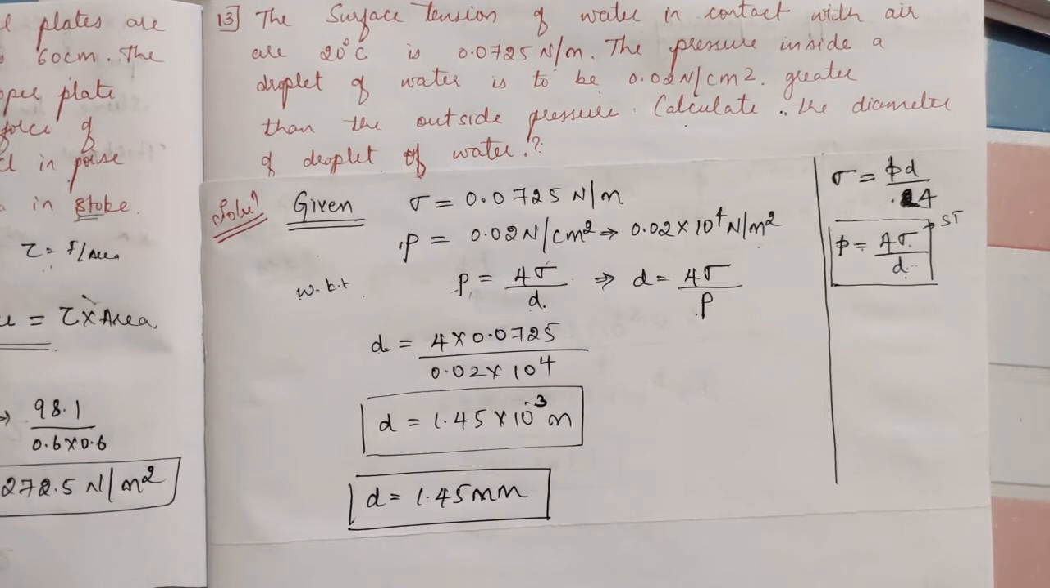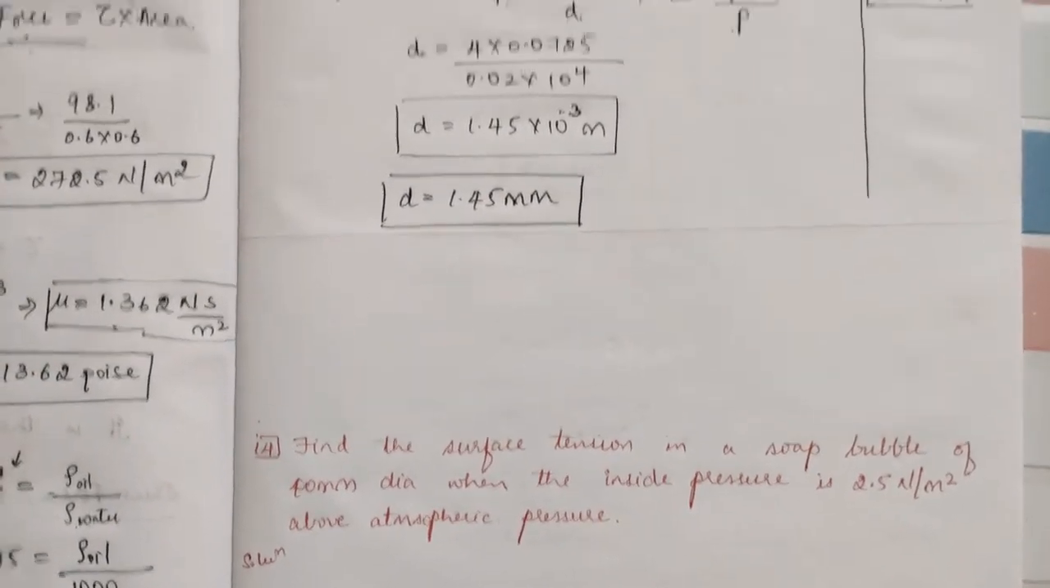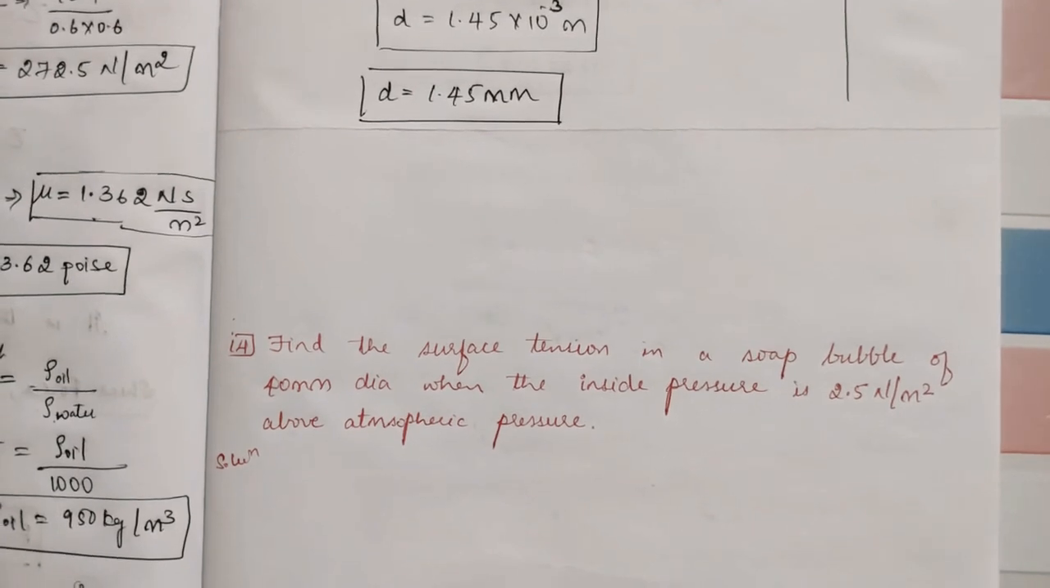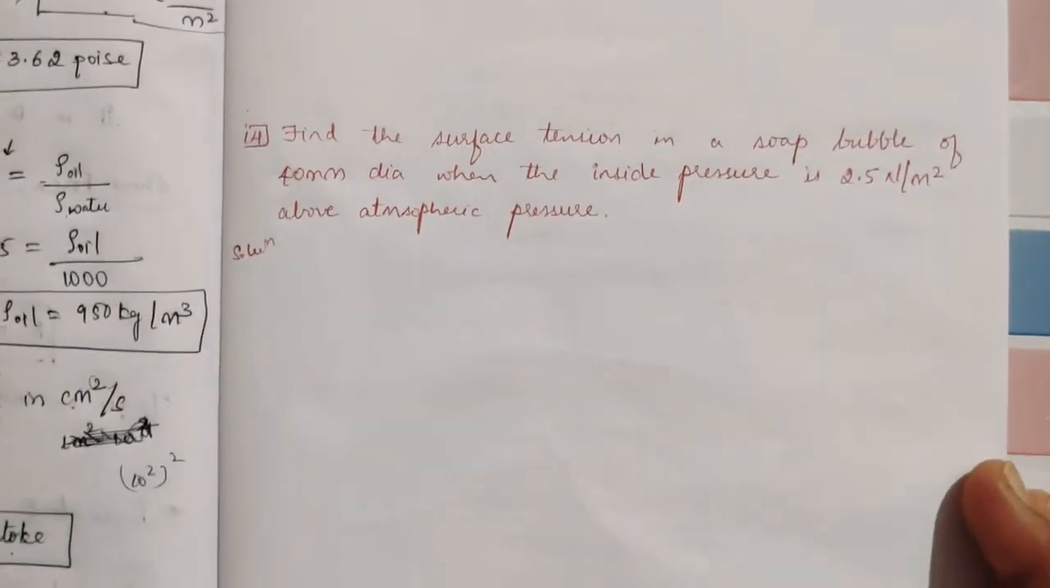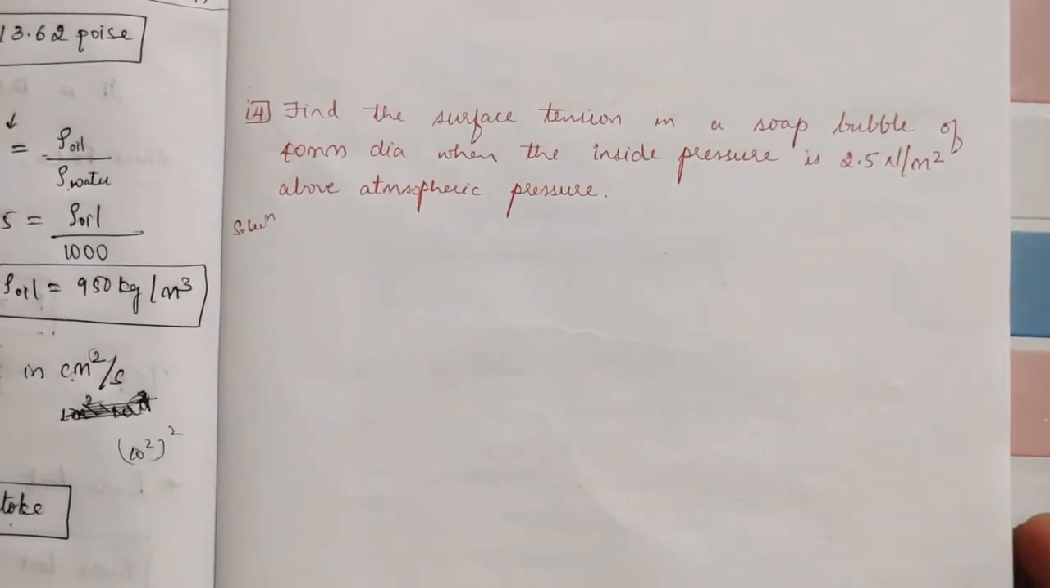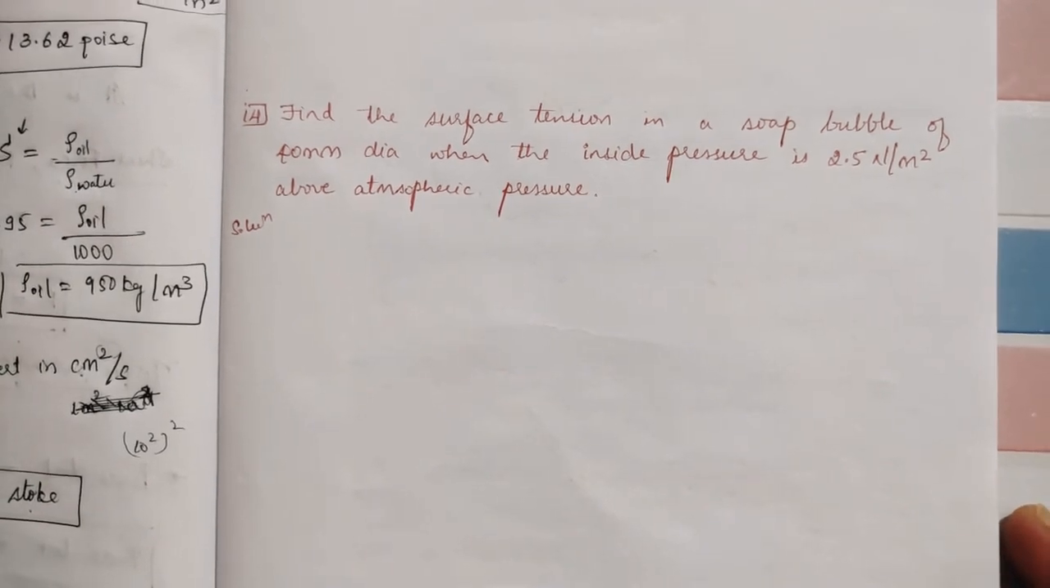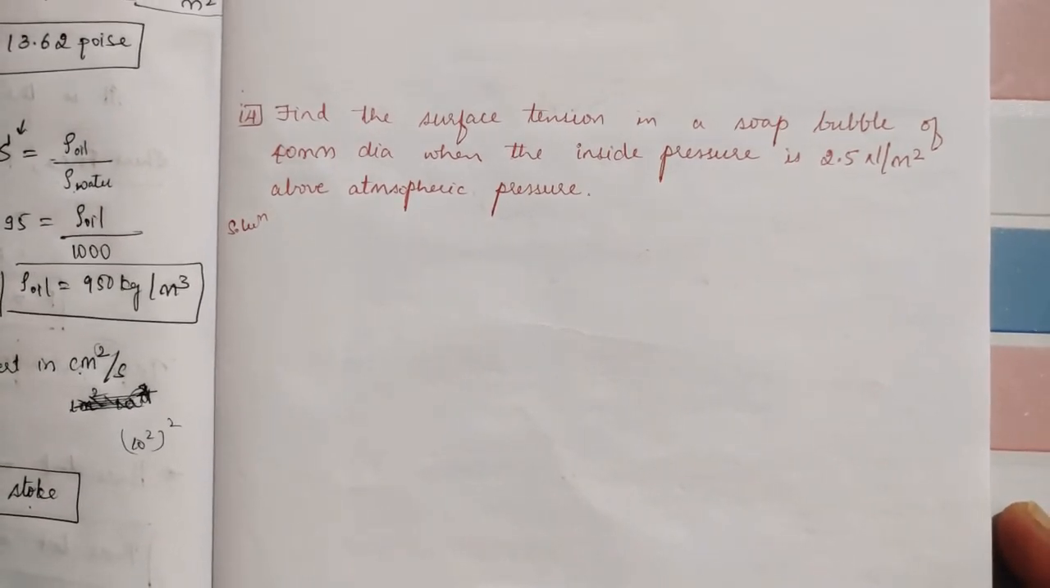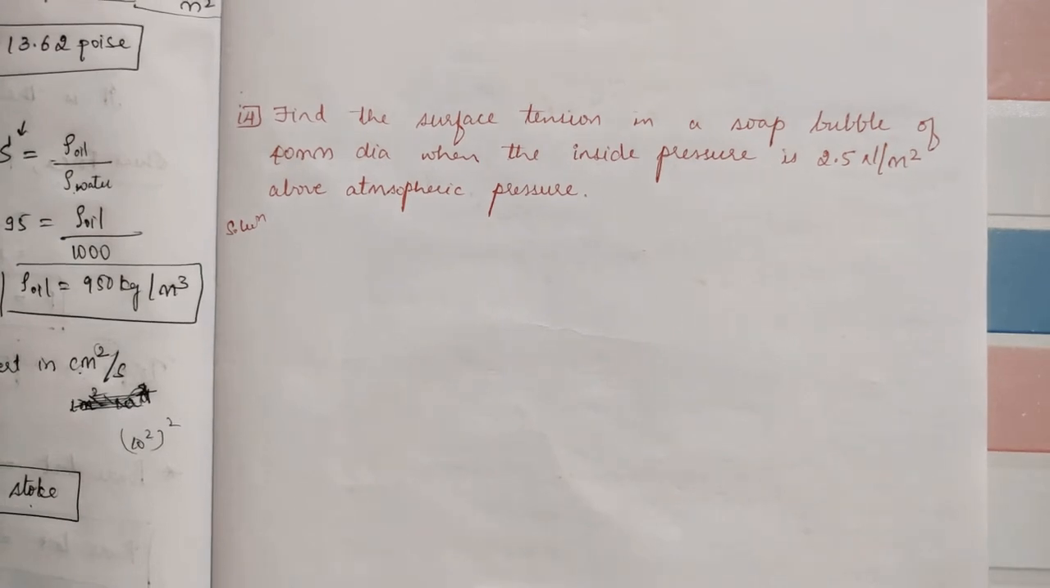Okay. Now let us see another example. Find the surface tension in a soap bubble. See, a problem on a bubble of 40 mm diameter when the inside pressure is 2.5 Newton per meter square above atmospheric pressure.